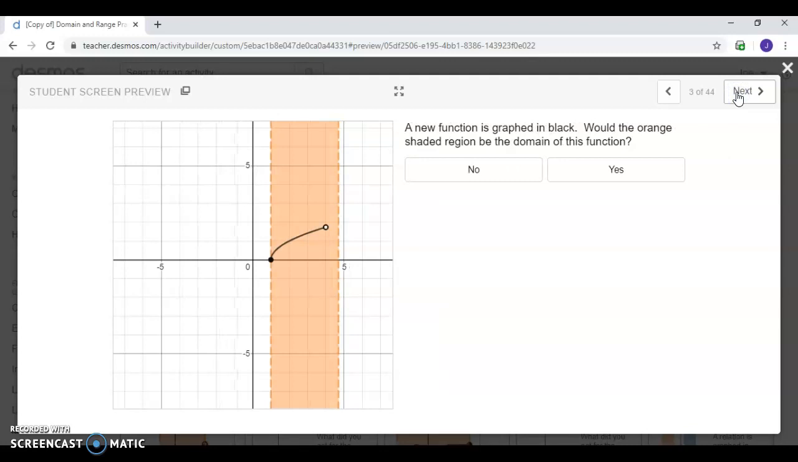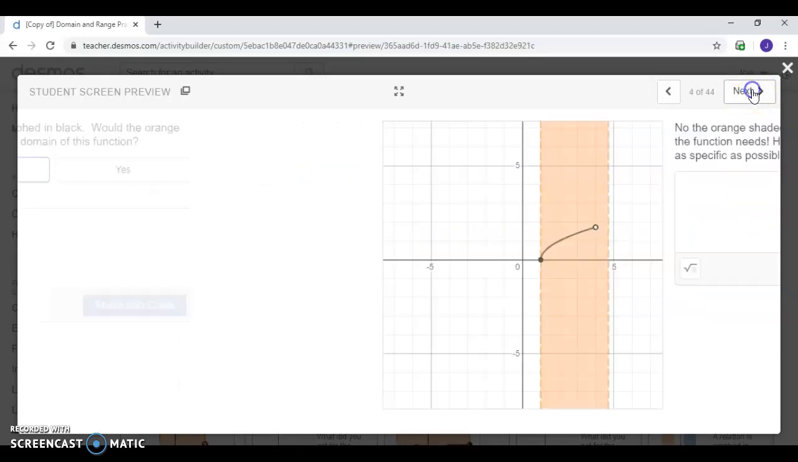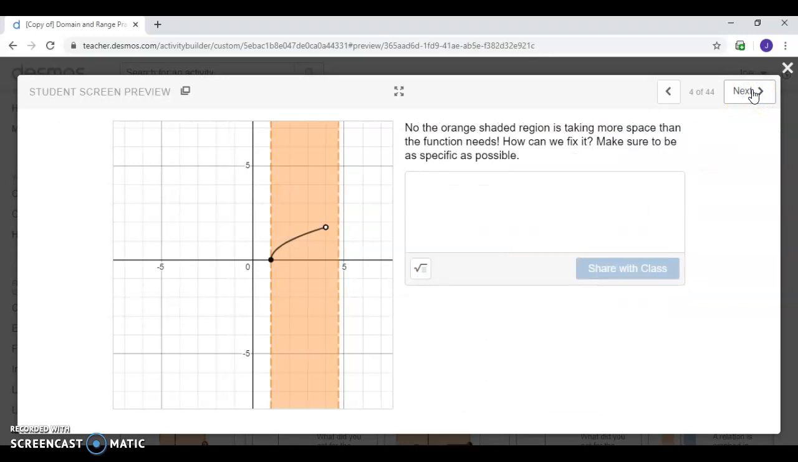And then a new function here, and I would ask them, would the shaded region be the domain of this function? Well, in this case, it's not, because it actually takes up too much space. And so again, I'd ask them to explain that in their thinking. And so because it's taking up too much space, how can we fix it?